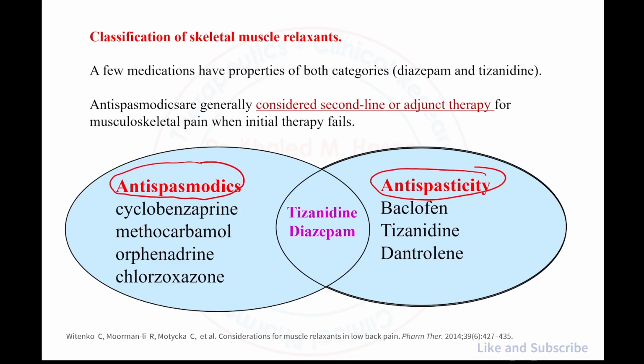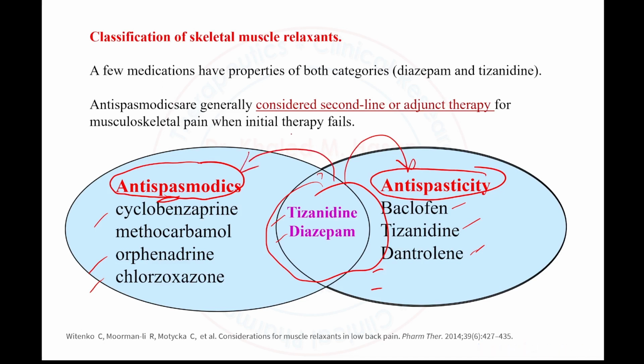For antispasm, we have cyclobenzaprine, orphenadrine, chlorzoxazone, and then for spasticity, baclofen, tizanidine, dantrolene. We can add 3 and 5, 4 and 5: here we have tizanidine, diazepam. But tizanidine and diazepam may share both activities as antispasticity or antispasmodic. So we can use them for both, even for peripheral or for upper motor neuron lesions. So diazepam and tizanidine share both categories, antispasmodic and antispasticity.